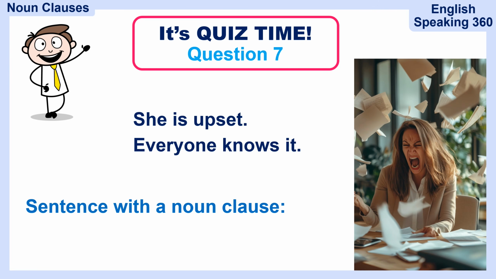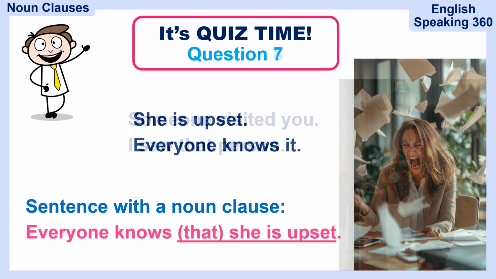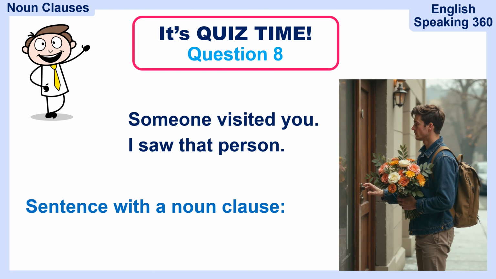Question 7. She is upset. Everyone knows it. Make your sentence including a noun clause. Everyone knows that she's upset. Everyone knows she is upset. Question 8. Someone visited you. I saw that person. Ooh, I sound like a nosy neighbor. So if you put them together, you would say, I saw who visited you.